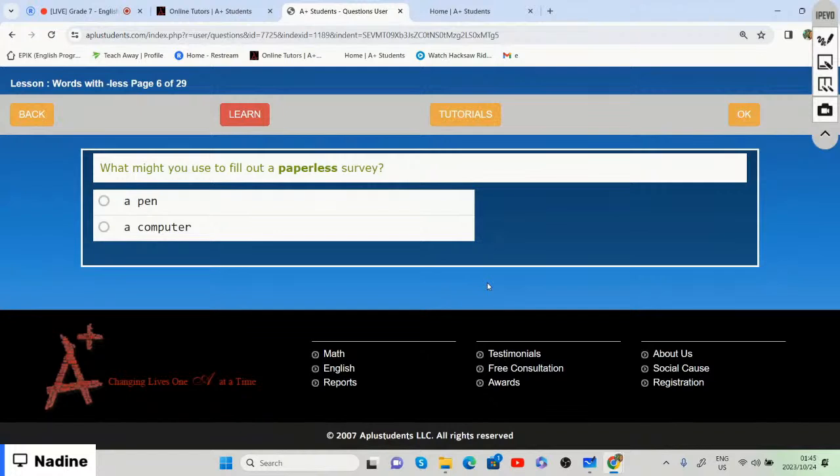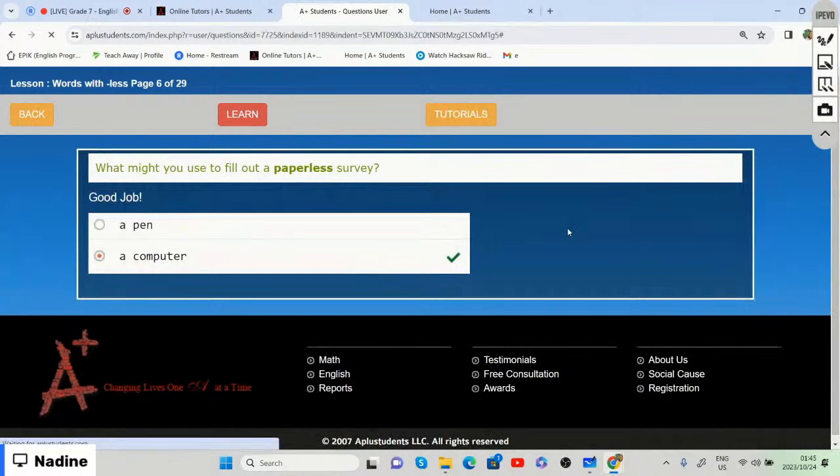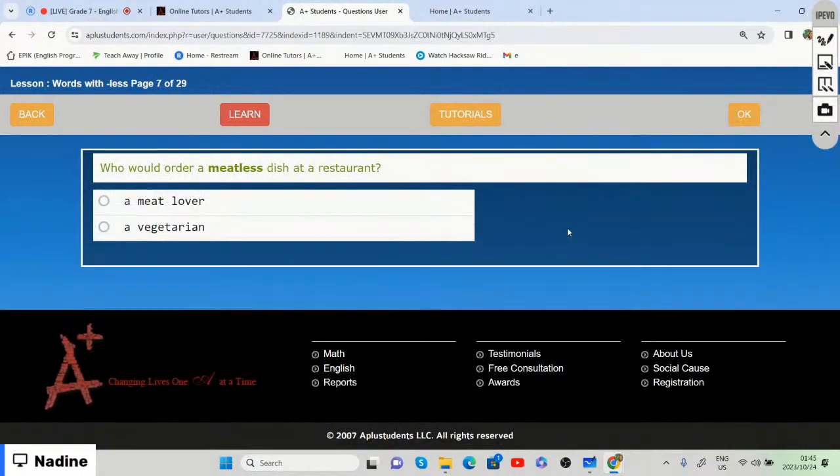And what might you use to fill out a paperless survey? It is not with paper, right? Do we use a pen or do we use a computer? Paperless. And a paperless survey, right? We can say we use a computer. If we're going to use a pen, then it means that we need the paper. All right, let's do the last one.